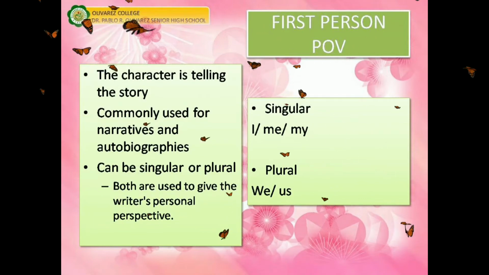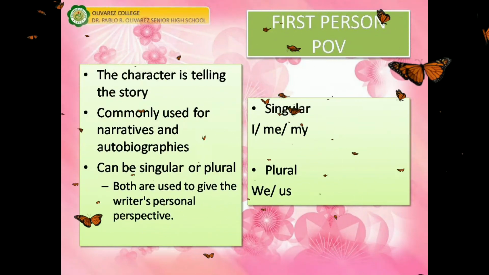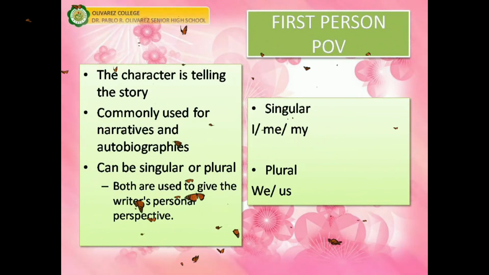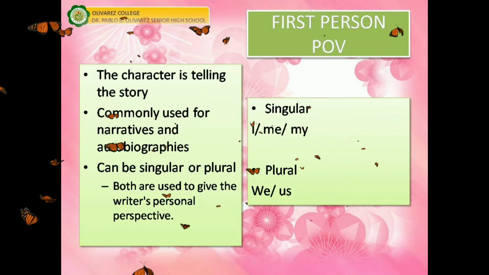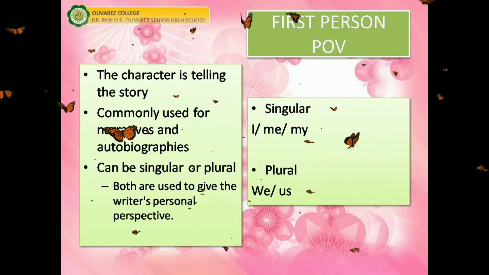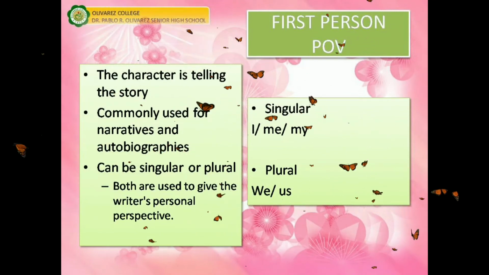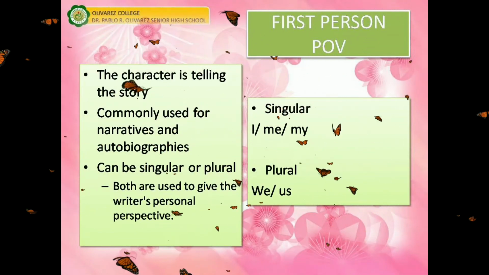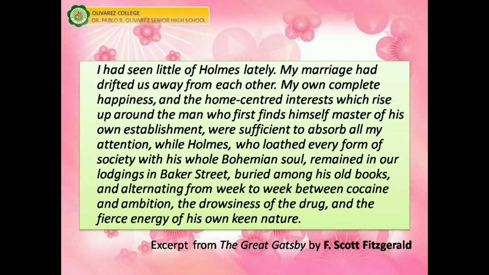Let's talk about the first-person point of view. The character is the one who is telling the story. It is commonly used in narratives and autobiographies, where the writer uses pronouns like I, we, me, or us. Whether the pronouns are singular or plural, it shows the perspective of the writer.